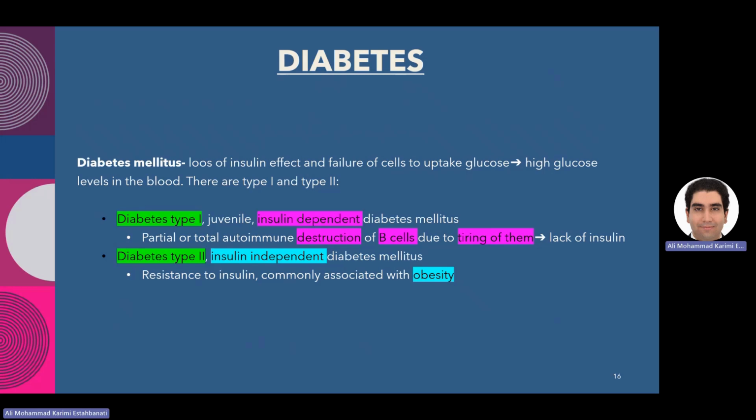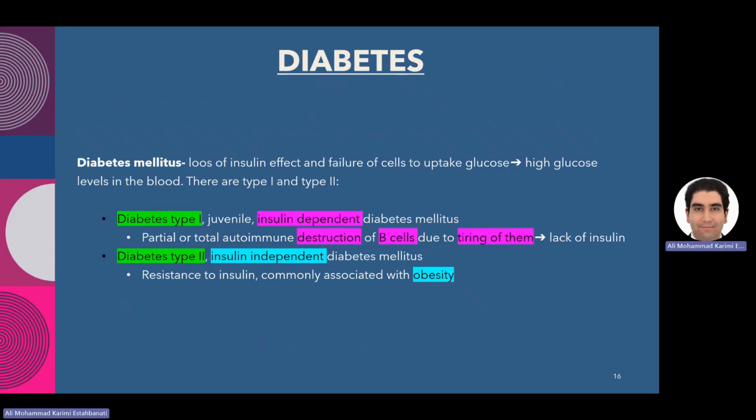Type 1 is more visible in children. That means the beta cells, which are responsible for insulin production, have somehow been damaged. We don't know why, but autoimmune damage has caused them to be less functional, so less insulin is being produced. Therefore, the glucose level is high. By injection of insulin, the child will be fine.